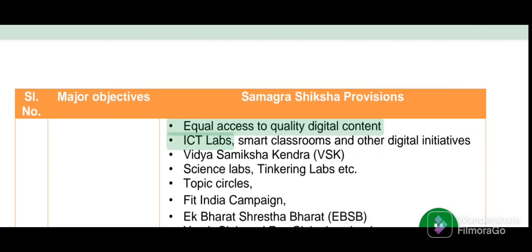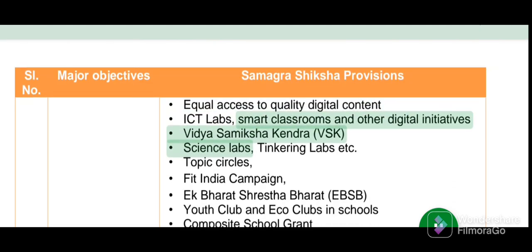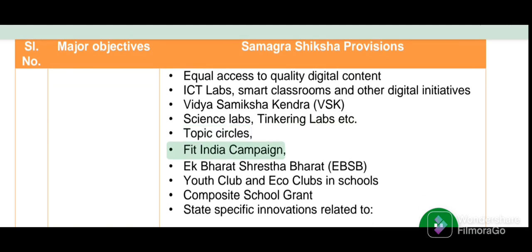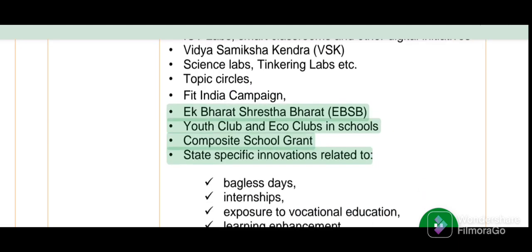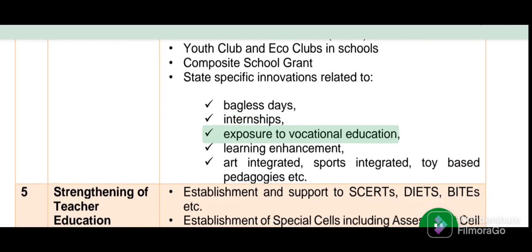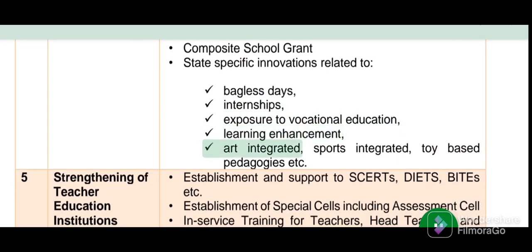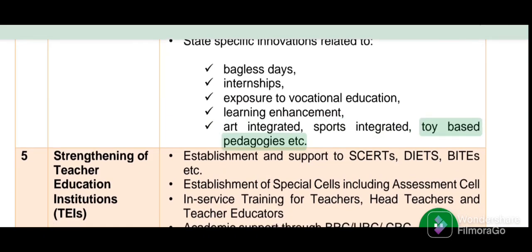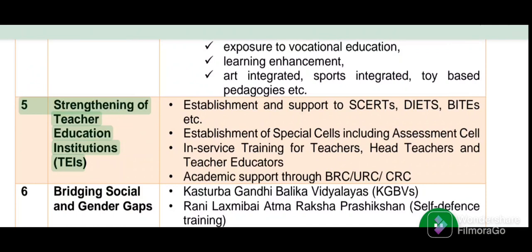Equal access to quality digital content, ICT labs, smart classrooms and other digital initiatives, Vidya Samiksha Kendra, VSK, science labs, tinkering labs, etc. Toy circles, Fit India campaign, Ek Bharat Shreshtha Bharat, EBSB, Youth Clubs and Eco Clubs in schools, Composite School Grant, state-specific innovations related to Bagless Days, internships, exposure to vocational education, learning enhancement, art integrated, sports integrated, toy-based pedagogies etc. 5. Strengthening of teacher education institutions, TEIs.